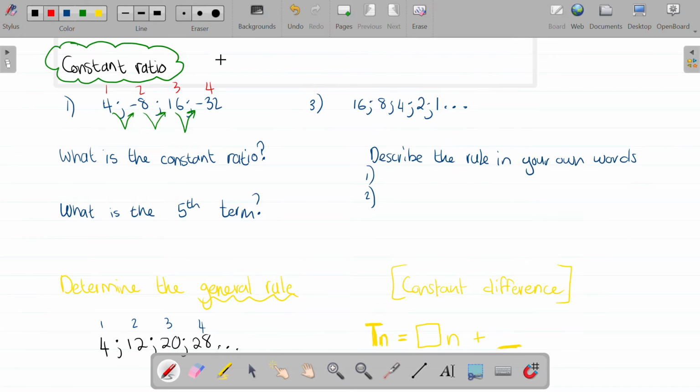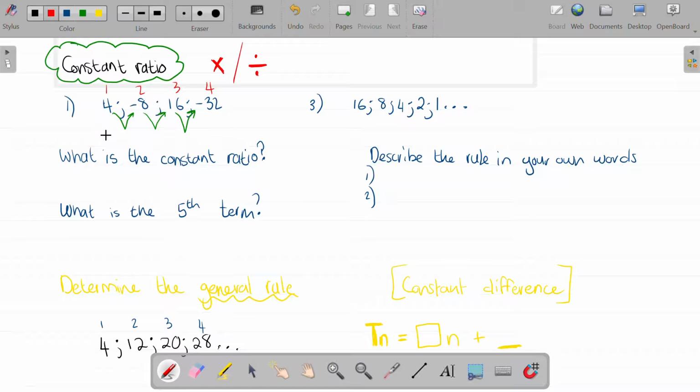However, with constant ratio, it's dealing with timesing or dividing. It never incorporates plusing and minusing between two consecutive numbers. So for constant ratio over here, if we look closely, if I'm going from 4 to 8, I'm either minusing 12, or negative 8, that's very important, I'm either minusing 12. But if I'm minusing 12 and I go here again, then I'm definitely not minusing 12. So it's definitely not a constant difference.